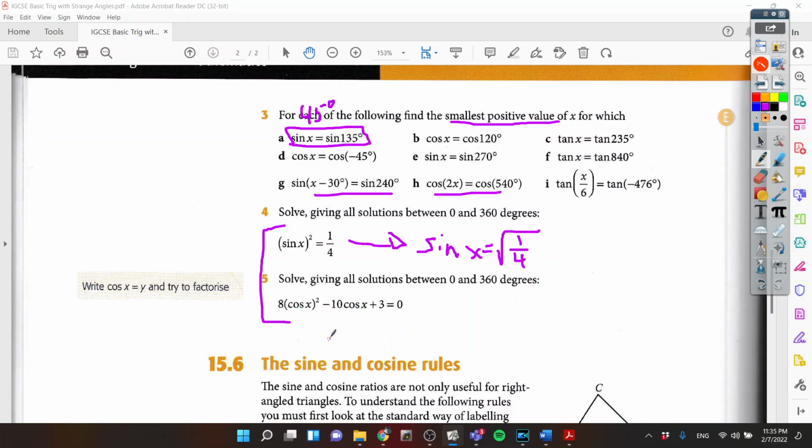Or in this one, maybe I don't like the cosine of x, so I would just say cosine x equals some other variable. I'll just choose y. So then this is 8y squared minus 10y plus 3 equals 0. Well, this is easy because that's just a quadratic. And then after you've solved, we just have to know those solutions are for cosine of x, and we have one added step to solve.